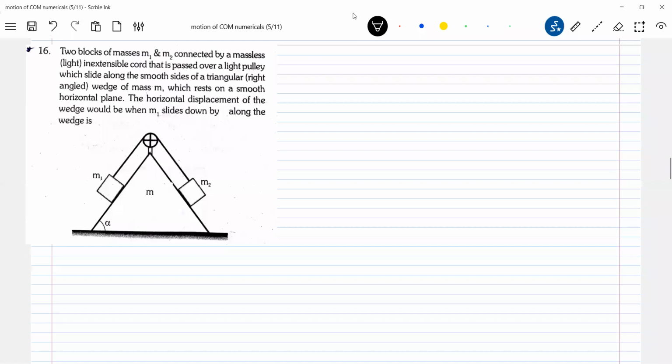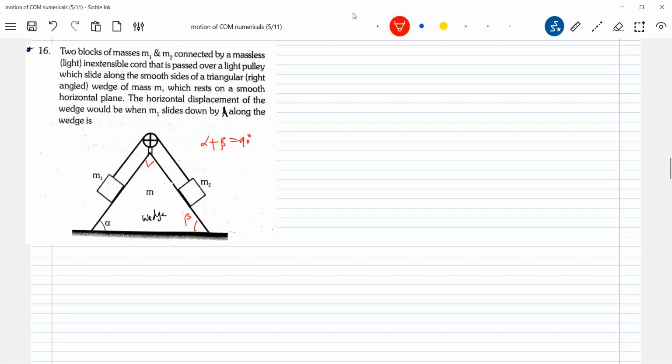Let me write it L. Okay, we have a wedge here. It's a right angle triangle. Read the question, it's a right angle one. So definitely this is beta. So what is alpha plus beta? Should be 90 degrees.